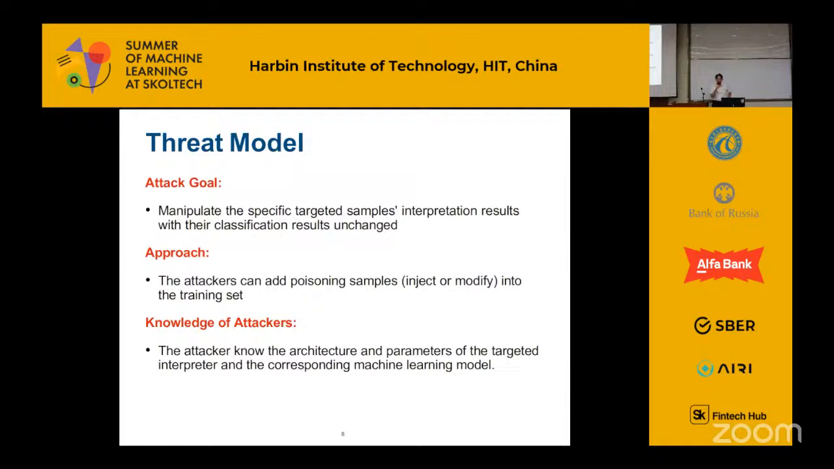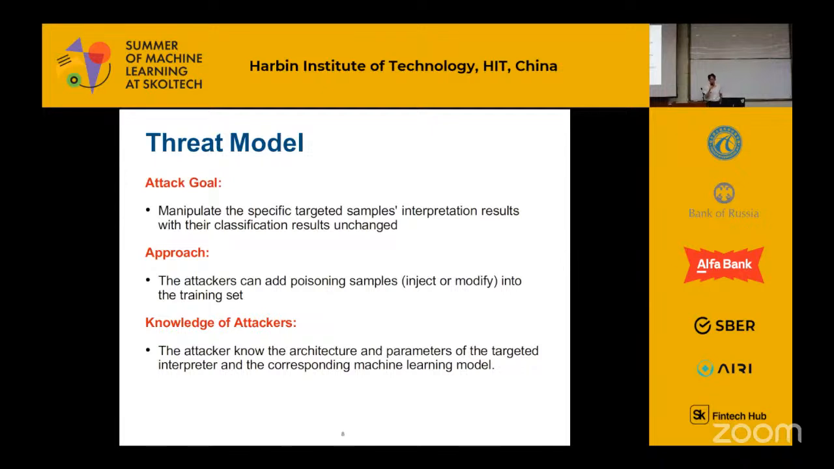And this is the threat model. For the AI security domain, in every single context, we need a threat model to tell us what the attack goal is, how the attackers can carry out such an attack, and the knowledge of the attacker. The attack goal here is to manipulate the interpretation results of specific target samples, with their classification results unchanged.